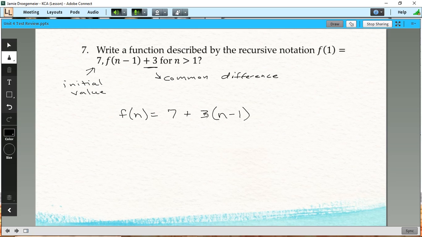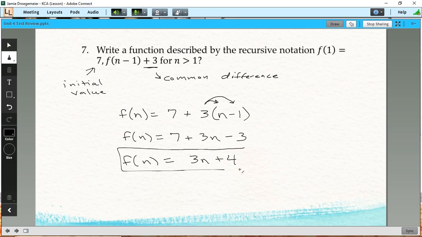And now we can go ahead and simplify again like we just did with the one on the last slide. I'm going to distribute that 3. So we get 7 plus 3 times n is 3n. 3 times -1 is -3. And now we want to combine our like terms. 7 minus 3 is 4. So it's going to be 3n plus 4 is going to be our formula.